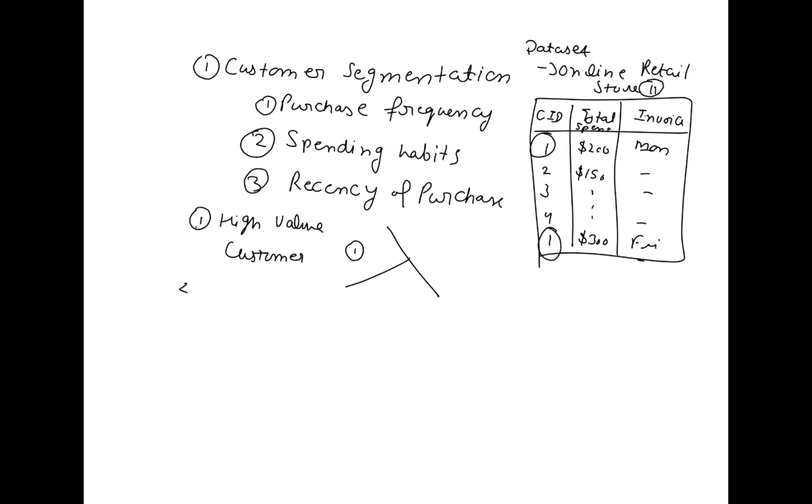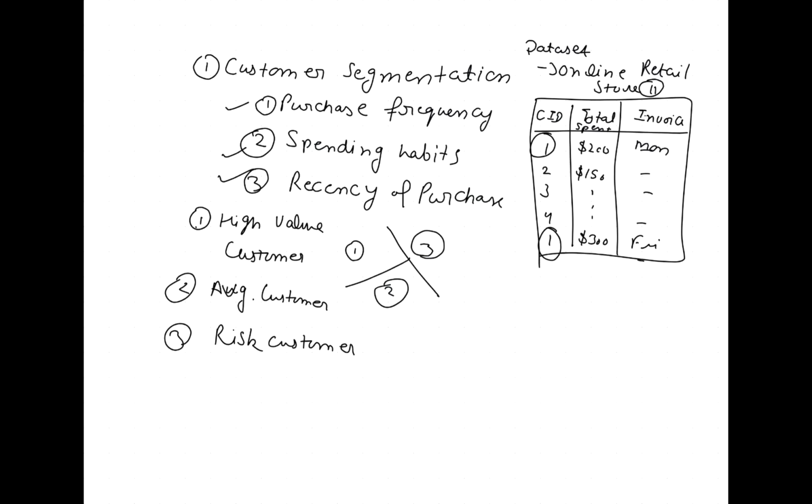The second is average customers, who do the same things but on an average level, right? The third is risk customers. Maybe they don't like the product, so they bought it two times and returned it one time, something like that. If you have this kind of data set, you are going to divide these customers based on their behavior into groups, as I have told you. You are going to implement it today using Python, and this is called customer segmentation.